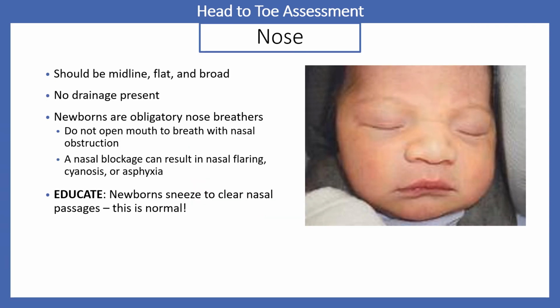A newborn's nose should be midline, flat, and broad. There should be no drainage present. Newborns are obligatory nose breathers, which means they only breathe through their noses until about 3 months of age. A nasal blockage can result in nasal flaring, cyanosis, or asphyxia, which are possible problems.